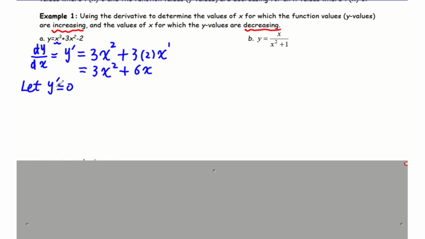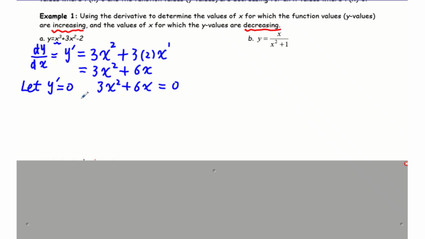So we want to find where the first derivative equals 0. Then from there, we want to find where it is positive and where it is negative by drawing a chart. So 3x squared plus 6x equals 0. You have two terms, so we want to do just the common factoring.